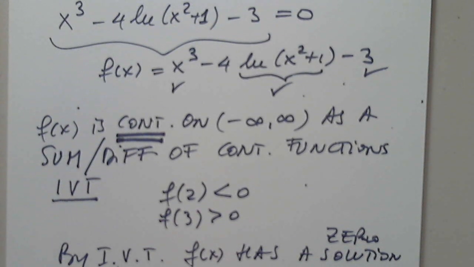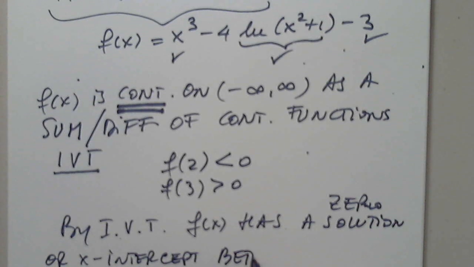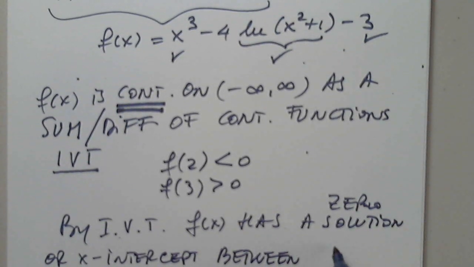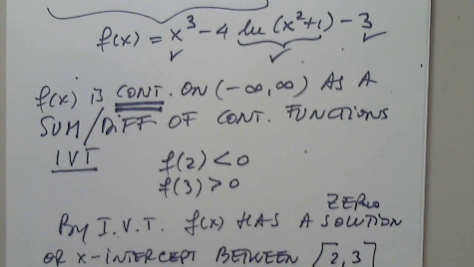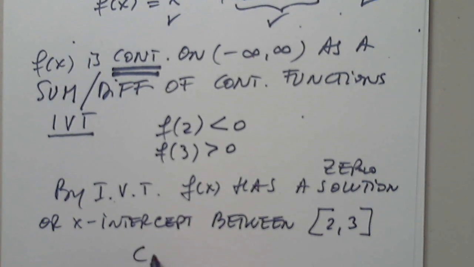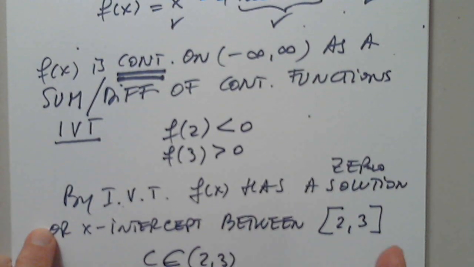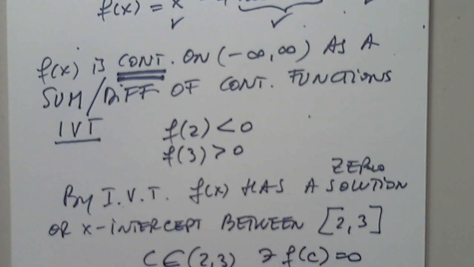Or an x-intercept between 2 and 3. What is it? I don't know. So there is a C in the open interval 2, 3, not 2, not 3, such that f of C is 0. That's all you have to write.